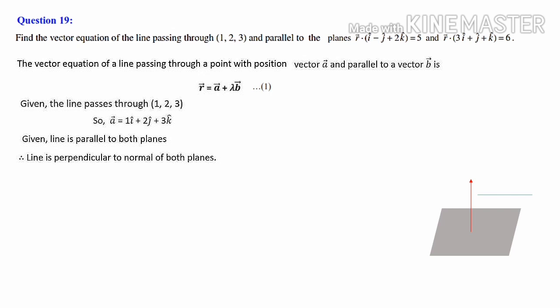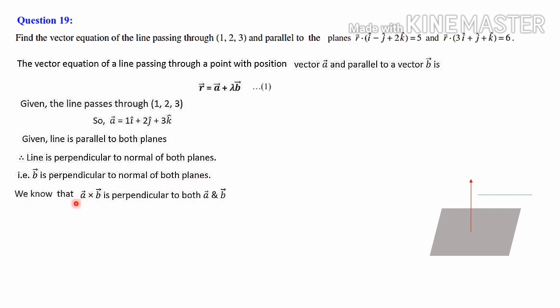The visualization is like this. Suppose you consider a plane like this and there is a normal to that plane, and the given condition is that the line is parallel to the plane. So the line and the normal to the plane are perpendicular. That is what is written: the line is perpendicular to the normal of both the planes. So vector B is perpendicular to the normal of both the planes. We have considered that vector as the B vector.